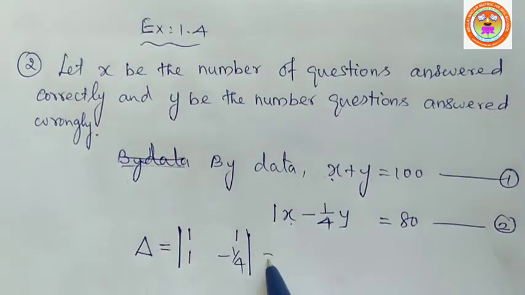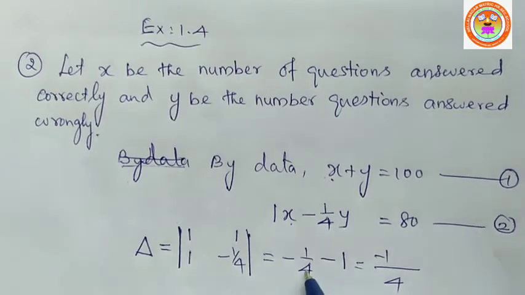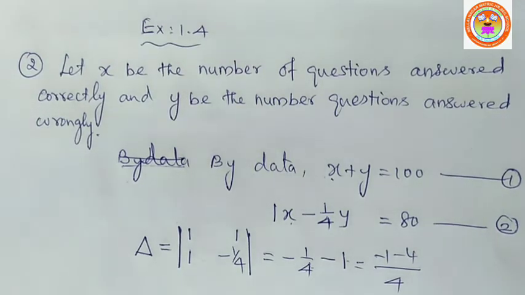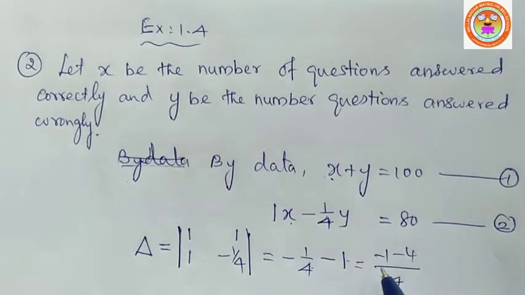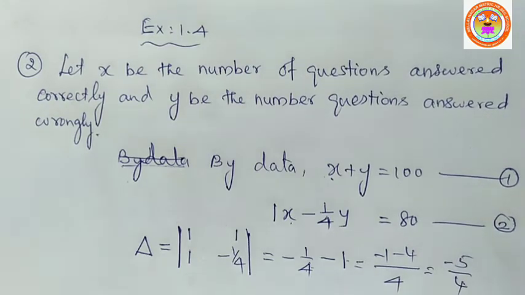When we expand this determinant, what will we get? 1 into minus 1/4, so minus 1/4, then minus 1 into 1, which is 1. If we take the LCM, we will get 4. So minus 1, minus 1 into 4 is minus 4. So we are getting minus 5/4, minus 1 minus 4 is minus 5/4. That is our delta. Now we are going to find delta x.